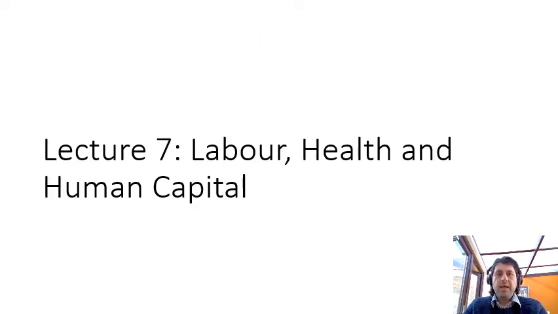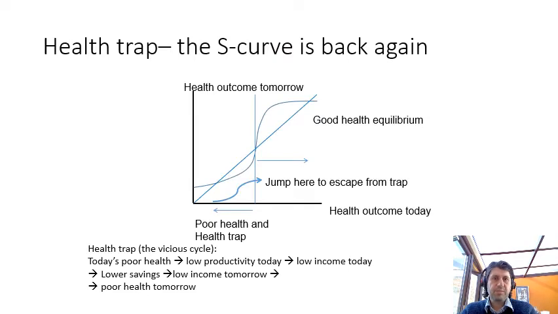Okay. Then in lecture 7, we talked about labor, health, and human capital, right? And now we're going to talk about productivity more seriously. But first, we'll talk a little bit about the health trap. So remember this S-curve. I think lots of you at different times try to replicate this in the course test to varying degrees of success. The important thing to remember with the S-curve is that it's got these three inflection points, right?